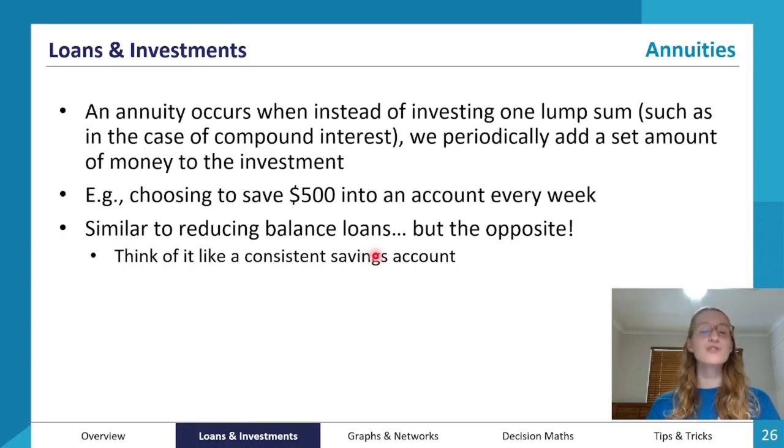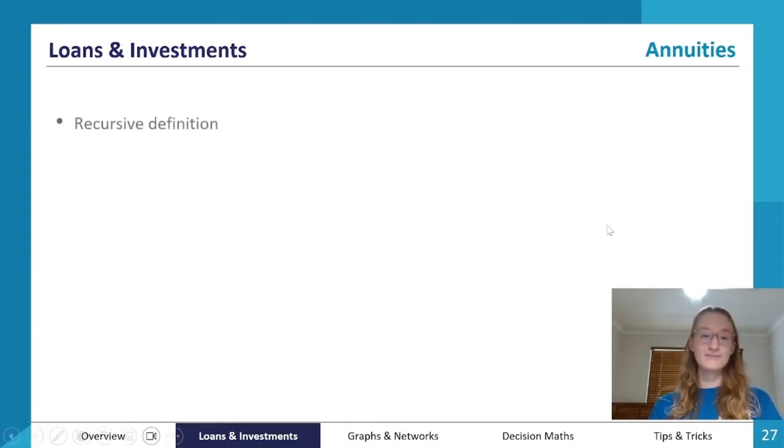So it's kind of like a reducing balance loan, except it's the exact opposite. It's like a consistent savings account. With a reducing balance loan, you have this lump sum of money that you owe, and then every month you're paying off money to pay off your debt. But with an annuity, it's an investment. So you're doing a similar thing. You're paying $500 every month, for example, but that's going into a savings account instead. Like the example I gave here, it's like saving $500 into an account every single week. So that's what an annuity is.